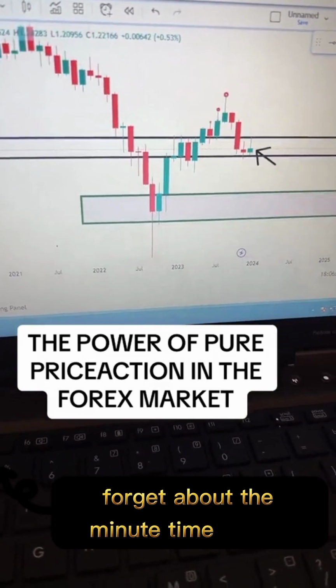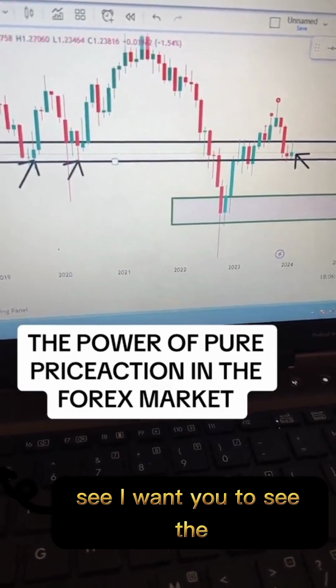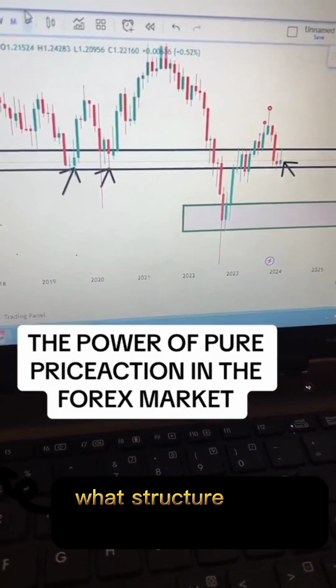Forget about the minute time frames and thank me later. Now I want you to see the monthly chart very well. What do you see? What structure do you see in the market?